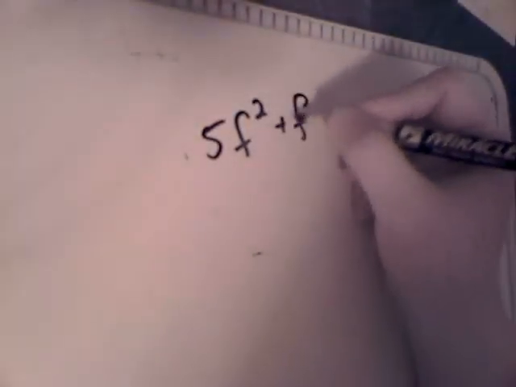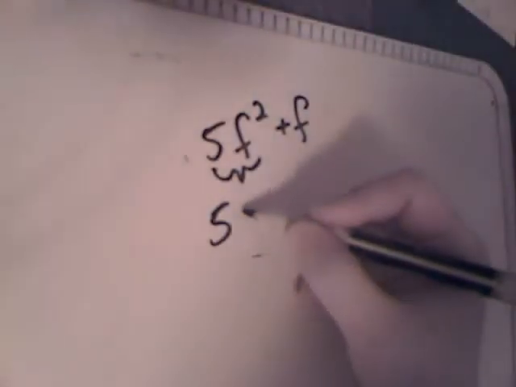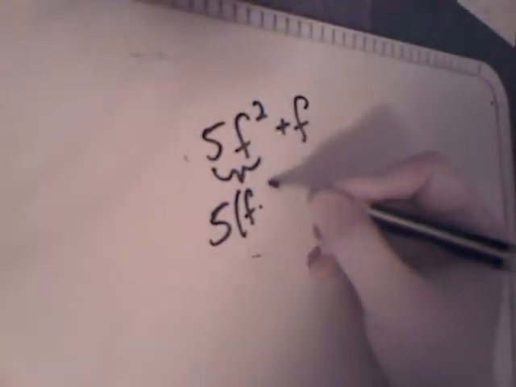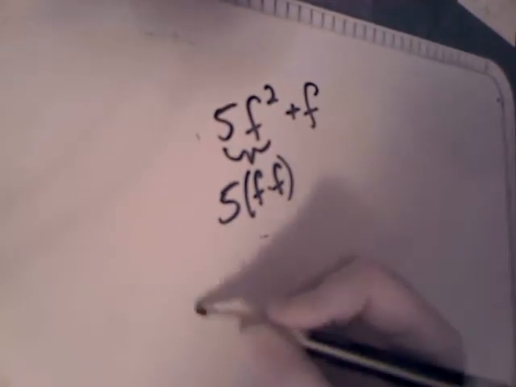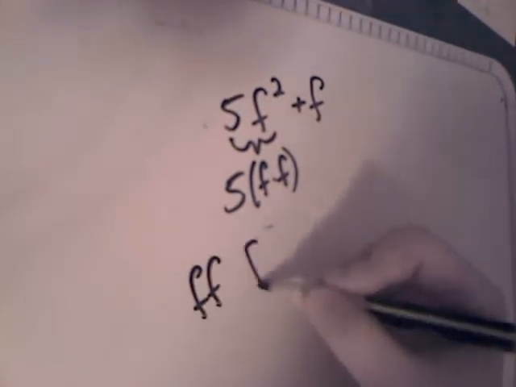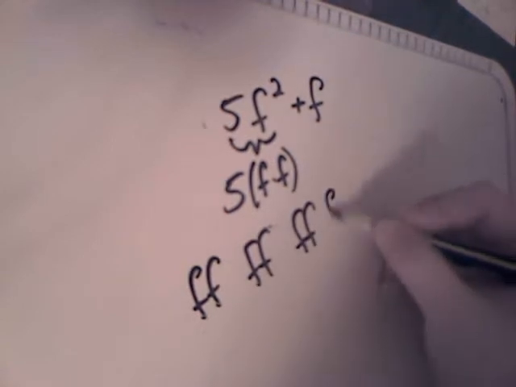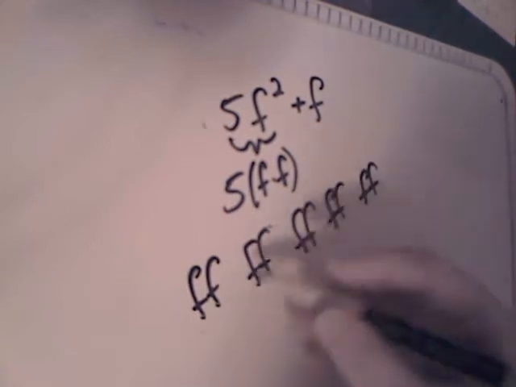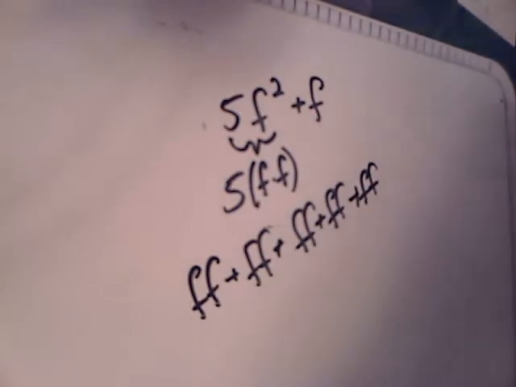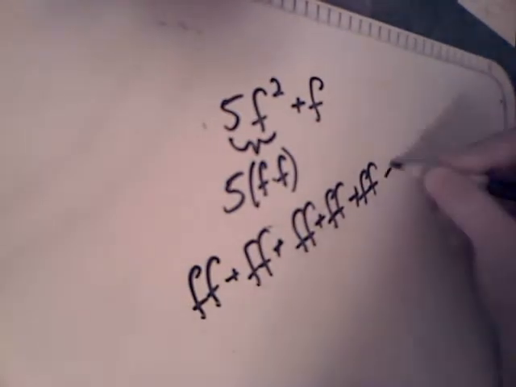Let's take a look at another expression. We have 5f squared plus f. Let's take a look at what that means. This right here means 5 sets of f times f. That means ff, ff, ff, ff, ff. These are all being added together. Plus, we have this 1f.